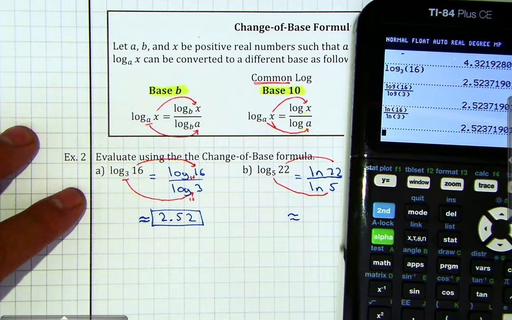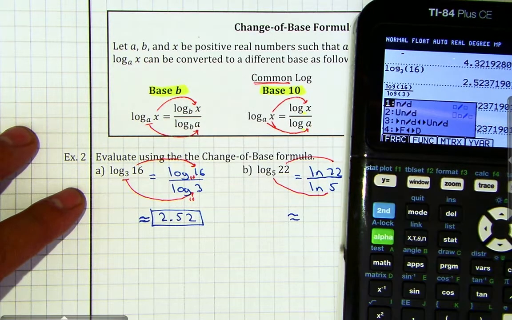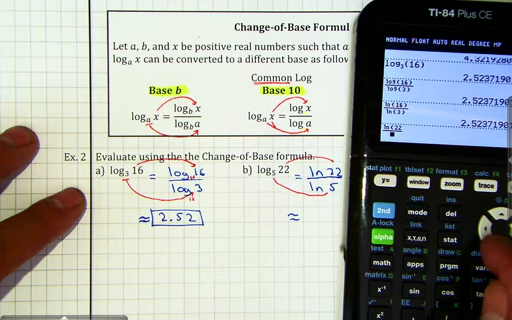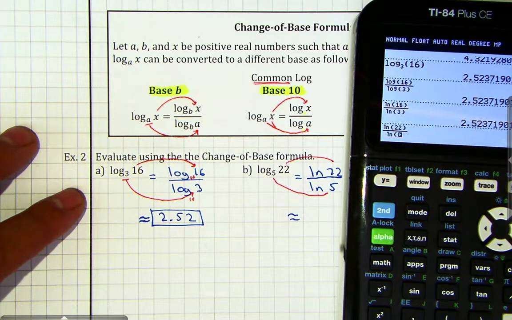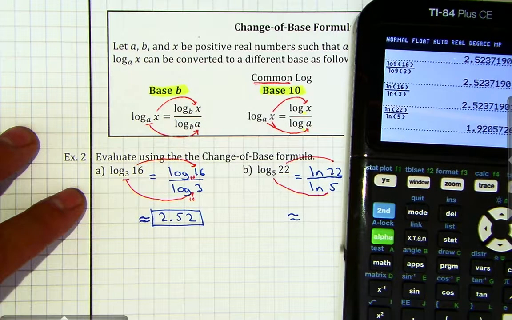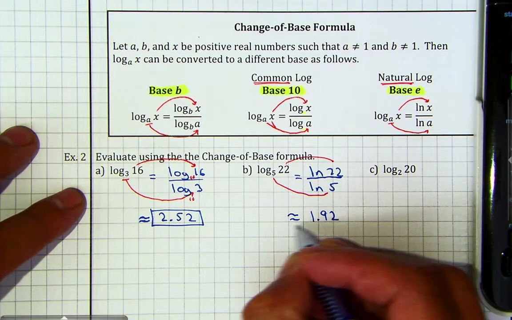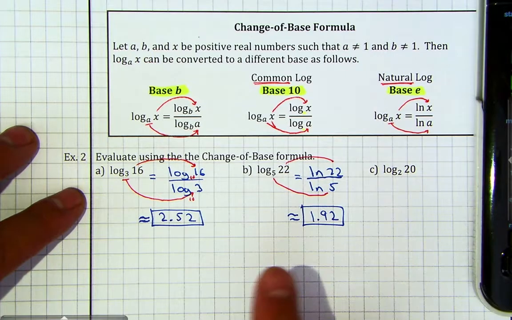So therefore, I'm going to place my fraction bar. And in this case, I use my ln. So it'll be ln of 22 over, let me go back into my parentheses, ln of 5, 1.92. Make sure you place an approximation.